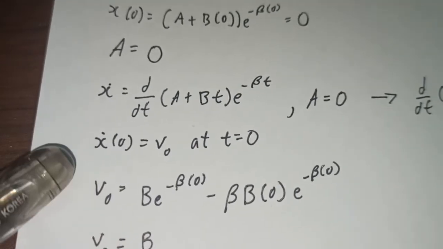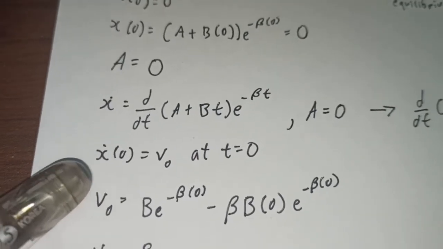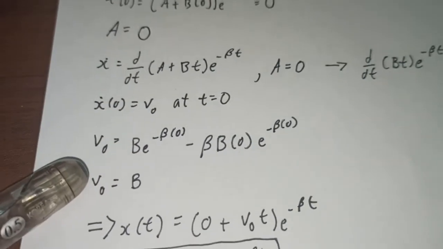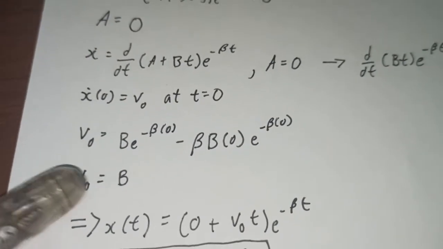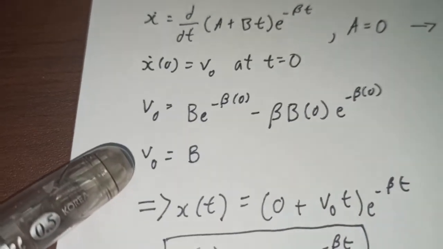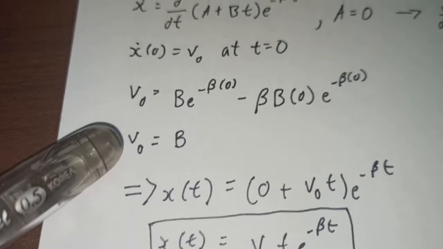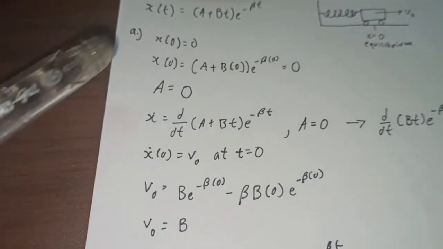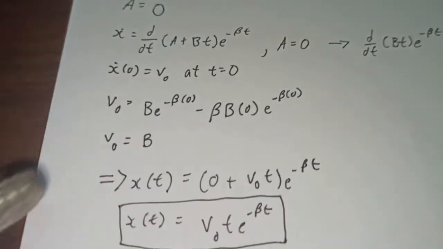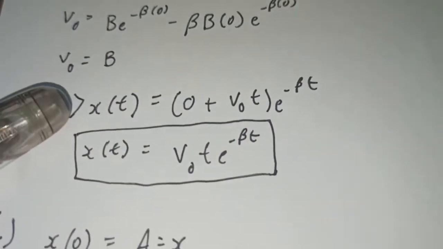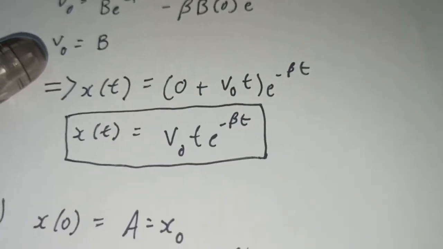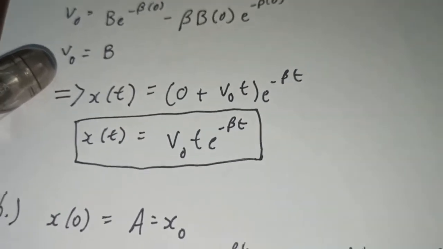And so we know that the velocity at t equal to 0 is just the initial velocity, and we get this and substitute t equal to 0 into the equation, and we know that the initial velocity is equal to b. Now we know the value of a and b, and we substitute it into the equation, and we get x of t is equal to v sub 0 times t e raised to negative beta t.